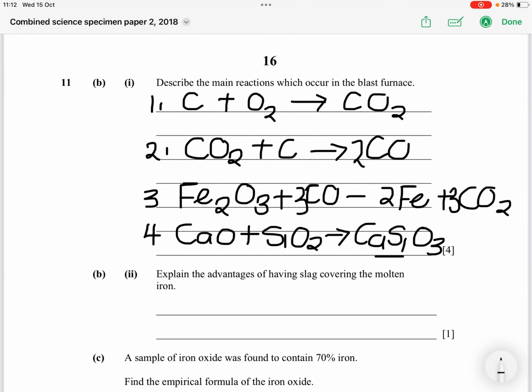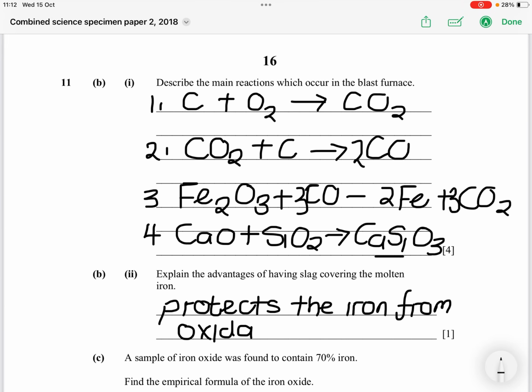And then explain the advantages of having the sludge covering the molten iron. It protects the iron from oxidation. Sludge protects iron from oxidation by the atmosphere, and this keeps the iron clean.